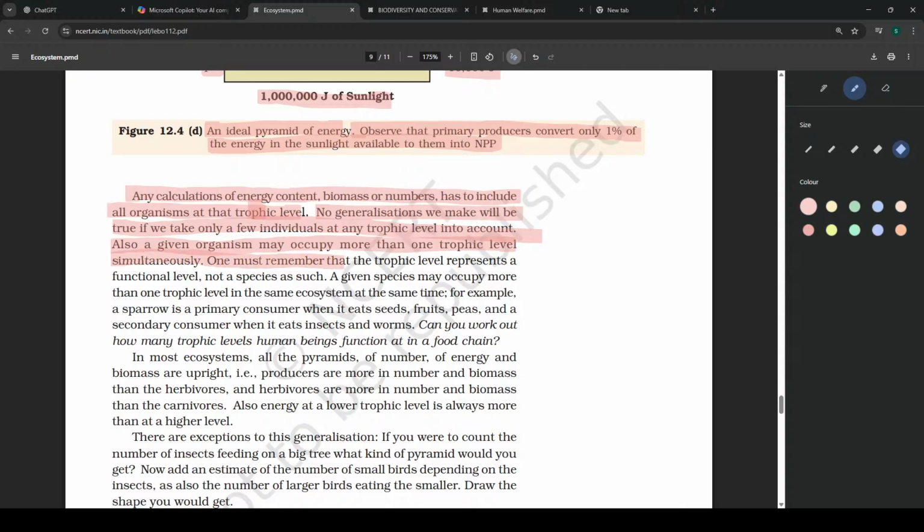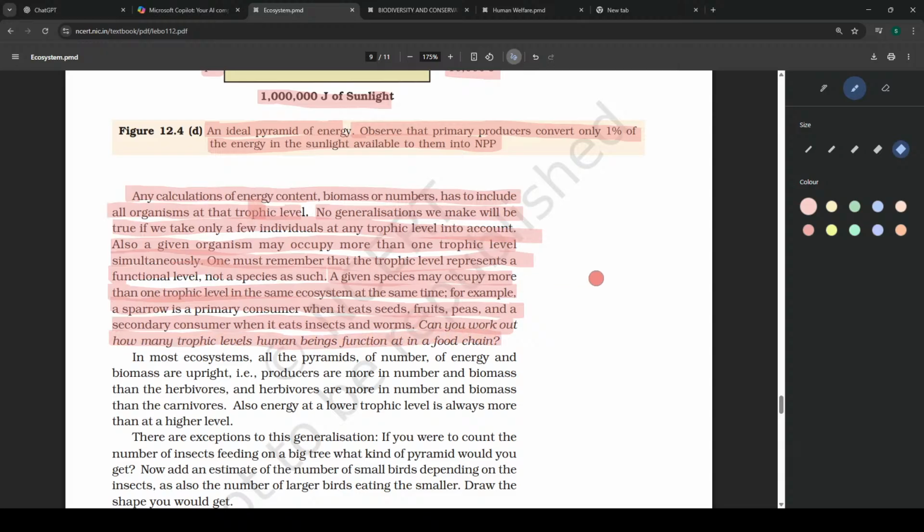Simultaneously, one must remember that the trophic level represents a functional level, not a species as such. A given species may occupy more than one trophic level in the same ecosystem at the same time. For example, a sparrow is a primary consumer when it eats seeds, fruits, and peas, and a secondary consumer when it eats insects and worms. Can you work out how many trophic levels human beings function at in a food chain?